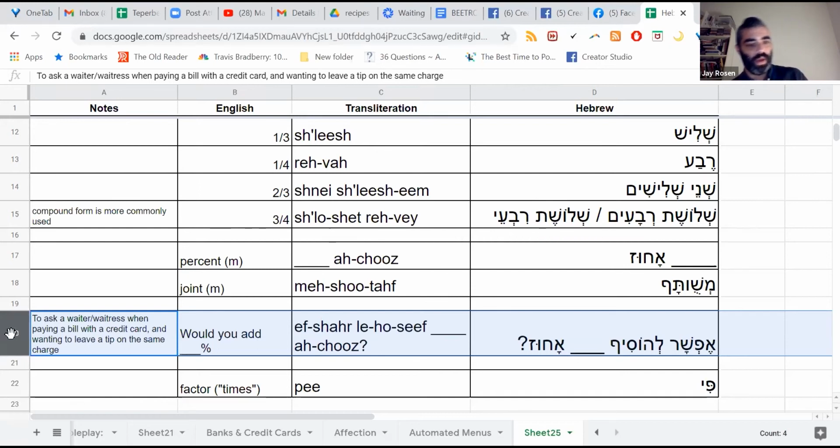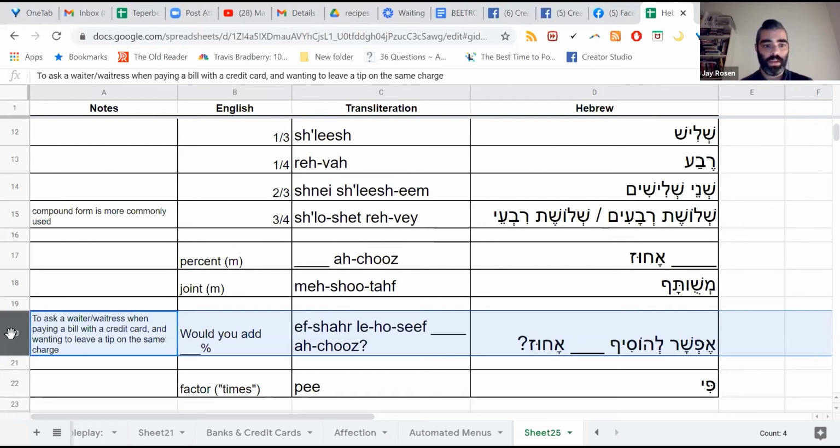And as we move to a cash-free society in Israel, that second option is going to be less and less possible. So this first one is important, how to add a tip to a bill where you're paying by credit card. And so you're going to ask the waiter or waitress, when they come with the bill and you're ready to pay, you're going to ask them, אפשר להוסיף X אחוז.